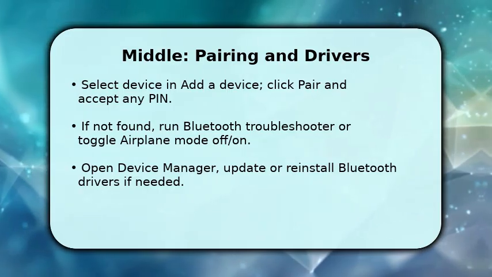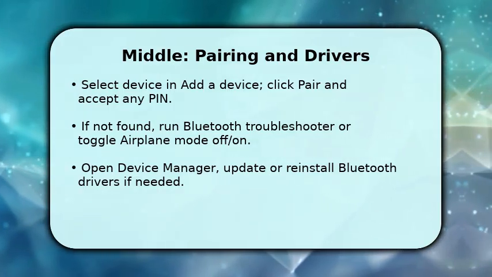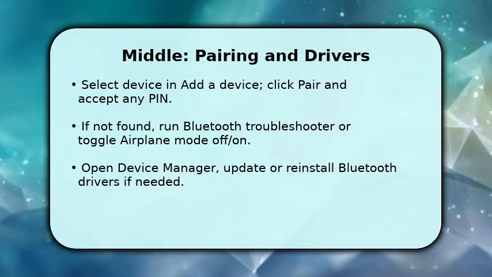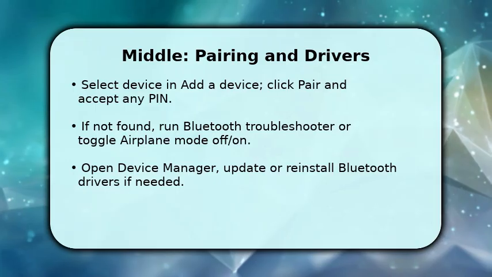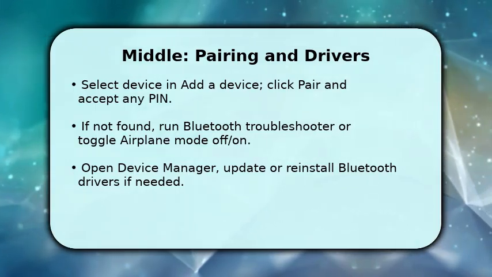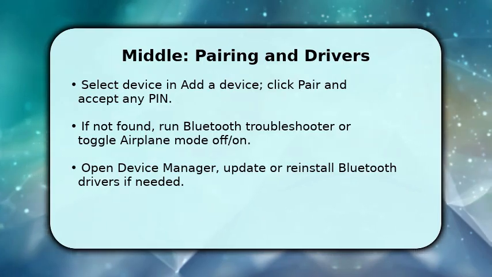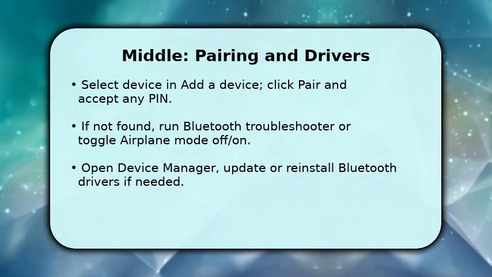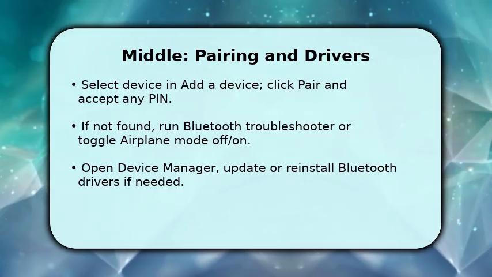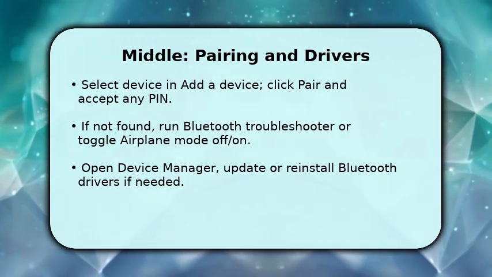If the device isn't listed, run Windows Bluetooth Troubleshooter from Settings, Update and Security, Troubleshoot, and toggle airplane mode off then on to reset radios. Make sure drivers are current. Open Device Manager, expand Bluetooth, right-click your adapter, and update driver or uninstall, then restart to force reinstallation. These steps fix most pairing and driver-related connection failures.